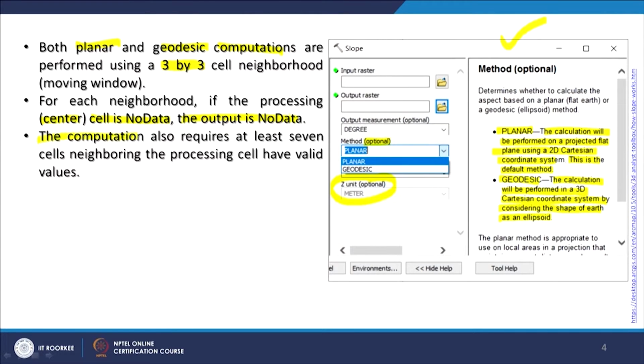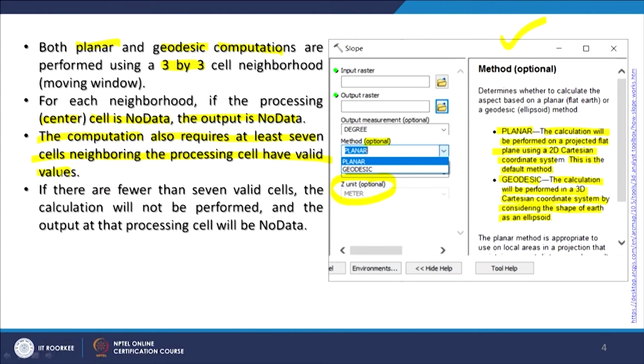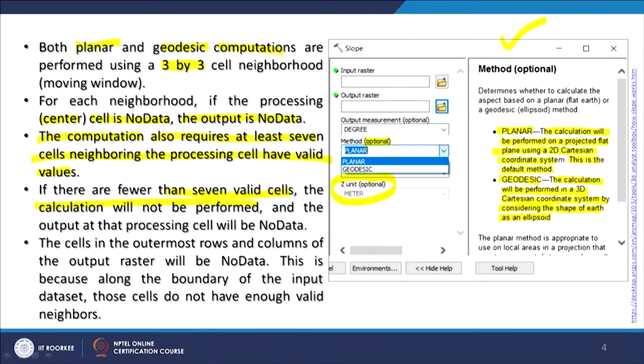The computation also requires at least 7 cells neighboring the processing cell which have valid values. So you can also imply that if there are fewer than 7 valid cells, the calculation will not be done. Only in case of 7 will the calculation be done, but if you have more no data cells, of course the output would be no data.